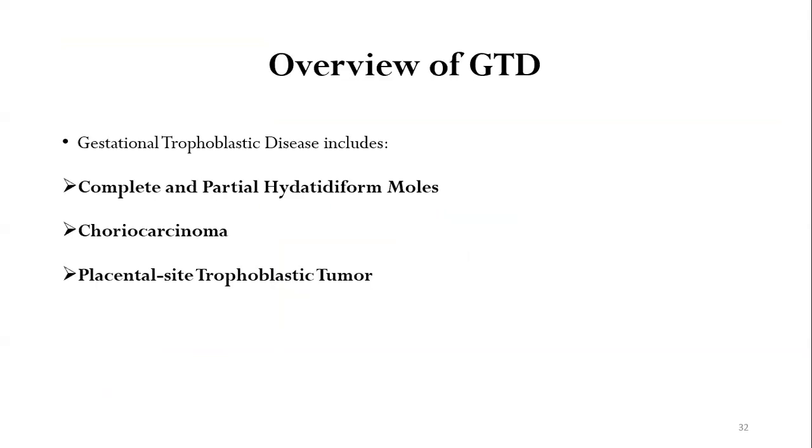Now, lastly, coming to certain cancers of pregnancy related to HCG. So let's discuss the gestational trophoblastic disease. The gestational trophoblastic disease includes three forms: the complete and the partial hydatidiform moles, choriocarcinoma, and placental site trophoblastic tumor.